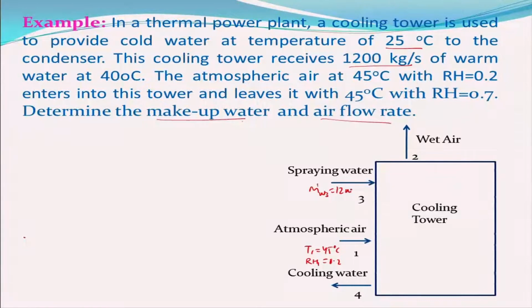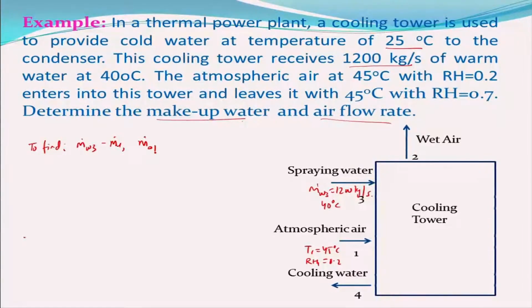MW3 is 1200 kg per second, and this is at 40 degrees Celsius, and we need to find out MW3, this is the station 3, minus MW4, and I will have to find out the mass of air, how much air is entering. So, what will we have to do?